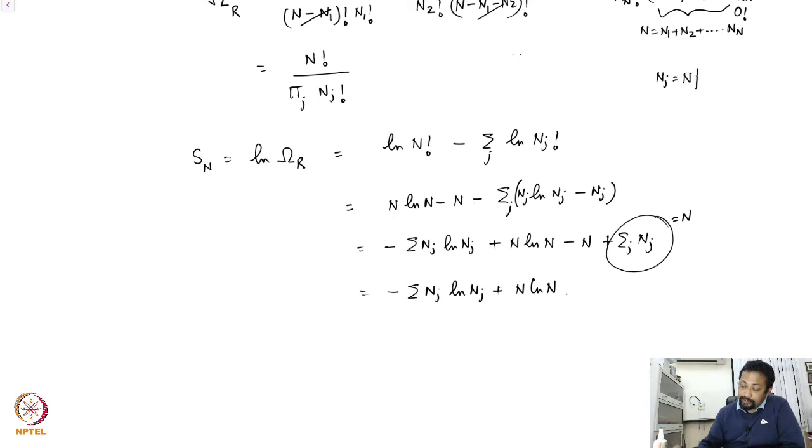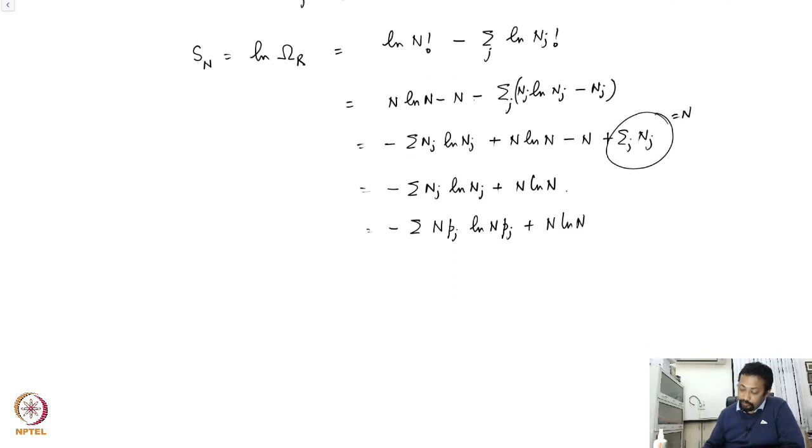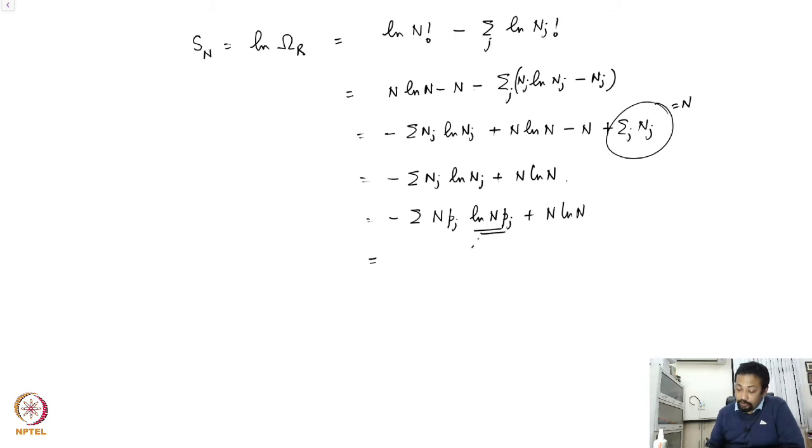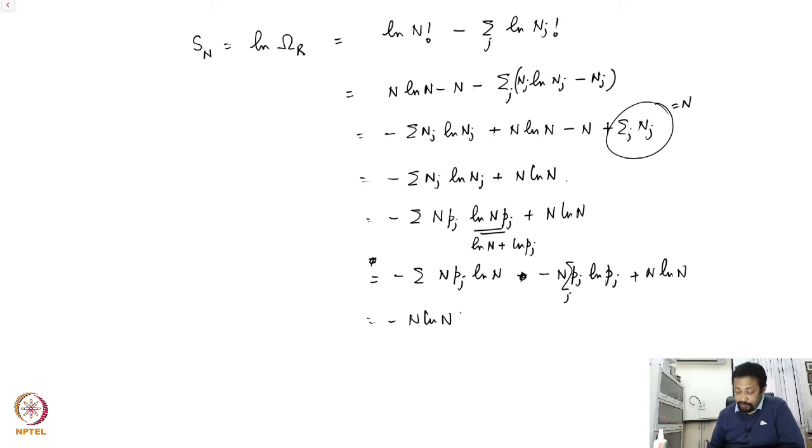nj is n times pj. So let's write n times pj ln n times pj plus n ln n. Now you can immediately see where this expression is going to go. I can open up the log here to write ln n plus ln pj, so that the first term is going to be minus n pj ln pj with a sum over j, plus n ln n. This becomes minus n ln n, sum over j pj is 1, the normalization condition, and you have a plus n ln n, and you're left with this last term.